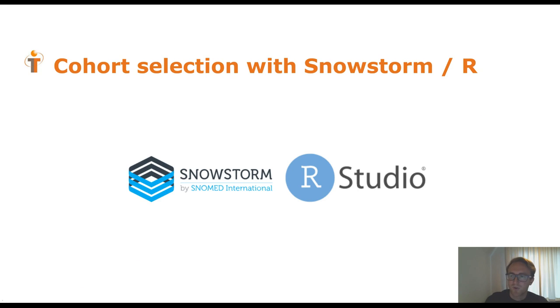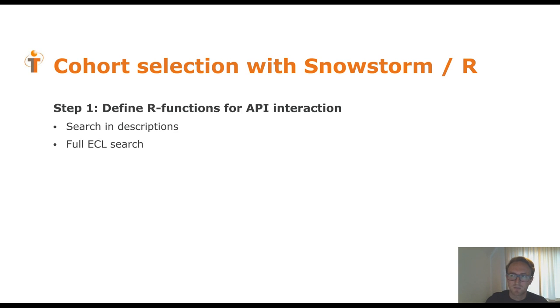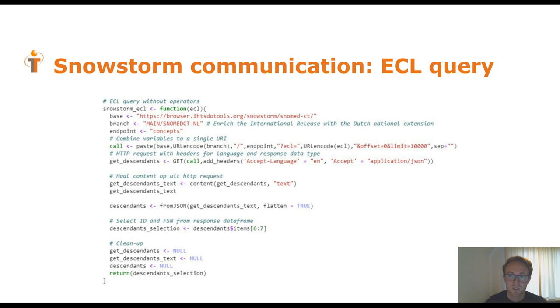Now, to some practical examples. I'm used to performing my statistical analysis with the open source package R, and I will show you some simple examples of analyses that can combine the power of both packages. Now, R doesn't have any understanding of Snowstorm or SNOMED, so we will first need to write some functions that allow these two software packages to interact. We need a way to search in the descriptions of concepts, and a function that allows us to use these ECL queries.